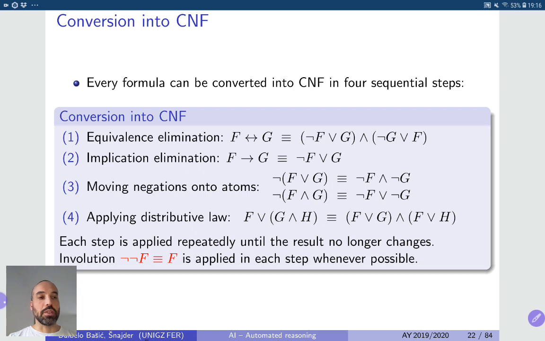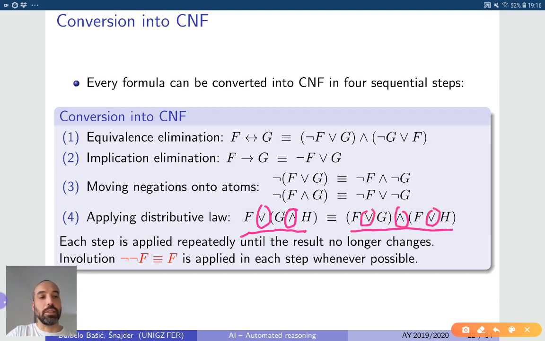And finally, in the fourth step, I will be applying the distributive law to convert a disjunction of conjunctions into a conjunction of disjunctions, right? So notice in this case that this is exactly the opposite of what I want to have. Since conjunction is the inner operator and disjunction is the outer operator, I need it to be the other way around, and therefore I am applying the distributive law to get this. Okay. The idea is that you can actually convert any formula into CNF by following these 4 steps.